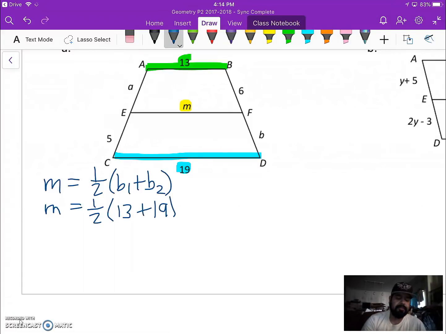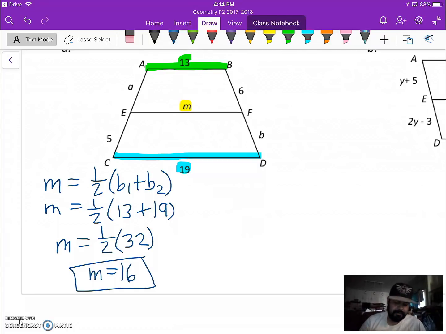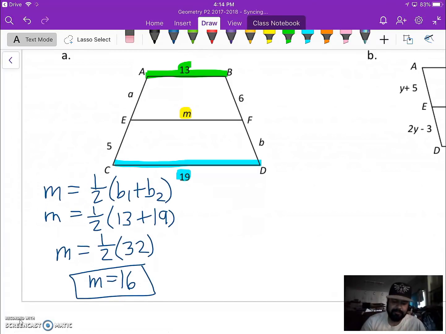So now we're just going to go through and solve it just like we normally would. You're going to work inside the parentheses first. So M equals 1/2 of 32. Half of 32 is 16. Alright. So now I still have a couple other things I can look at because, well, we're not quite done. We're almost there. I've got this little a, and I've got little b.